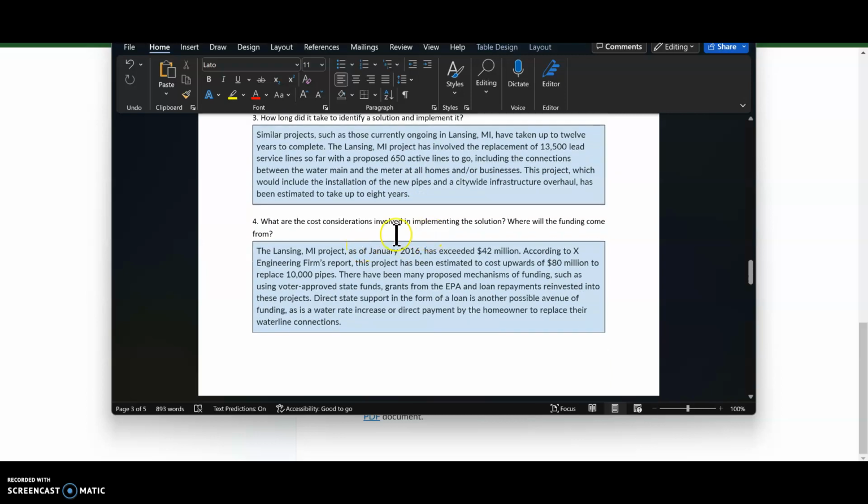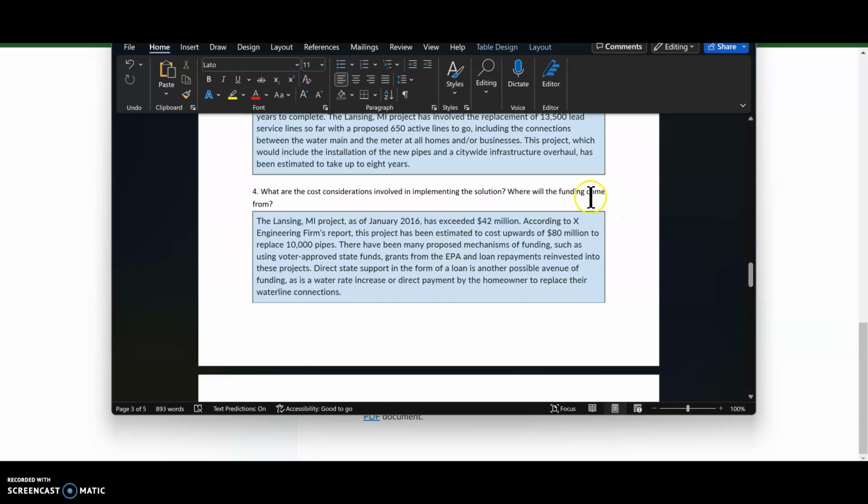Then what are cost considerations involved? So like, how much is it going to cost and where's the funding going to come from? Once again, you might have to get creative with this because they may not know. So you would have to look at similar projects that have been done somewhere else and kind of use that as a cost estimator. And then same thing with funding. You might have to talk about like, it's going to have to come from the city and they're going to have to raise taxes, or the city can apply, or the area can apply for government grants and loans.